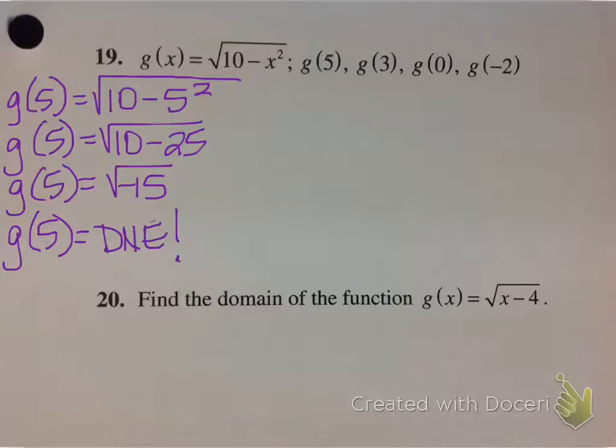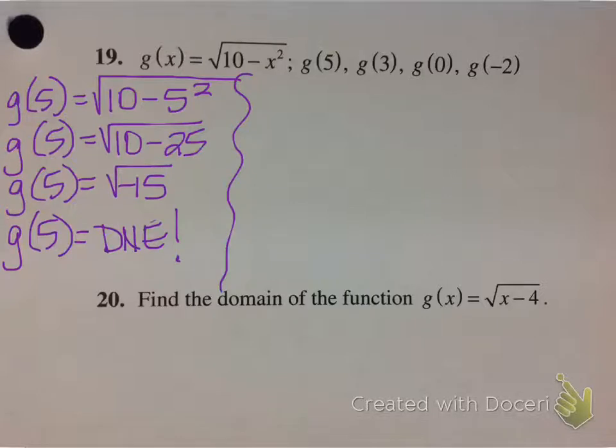We get into imaginary numbers, but just remember that a square root is a number times itself. There is no number times itself that gets you another negative number, because a negative times a negative is a positive, and a positive times a positive is a positive. So there's no way that you can get a negative out of that. And once we learn about imaginary numbers, then we can deal with that a little bit better. So g of 5 does not exist, or it's not a real number.